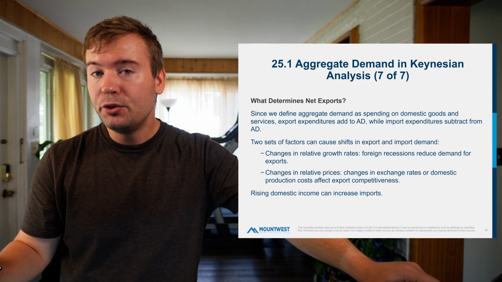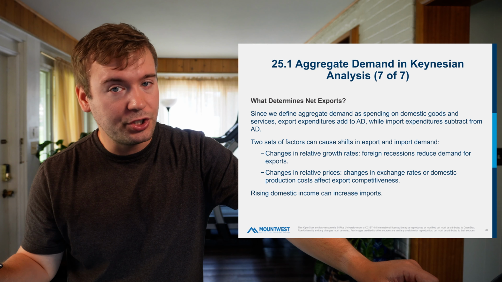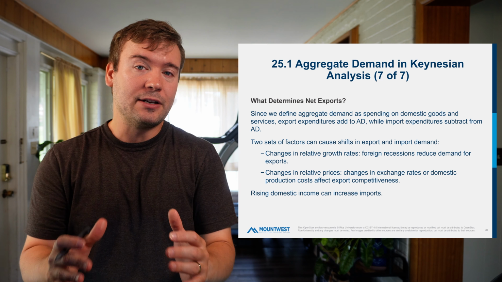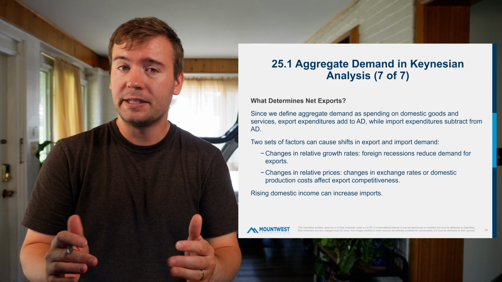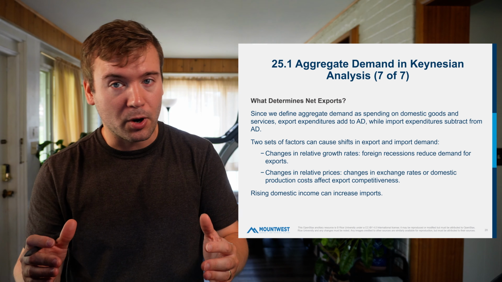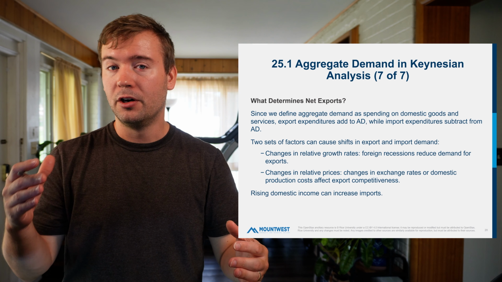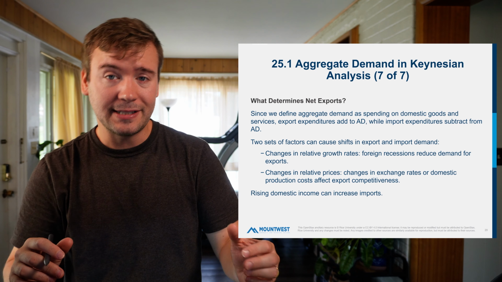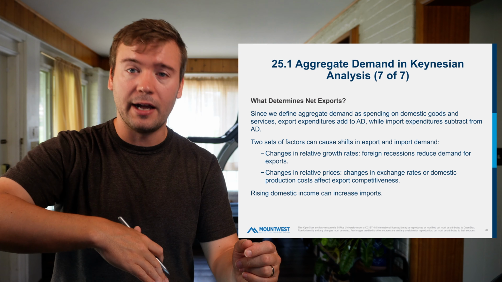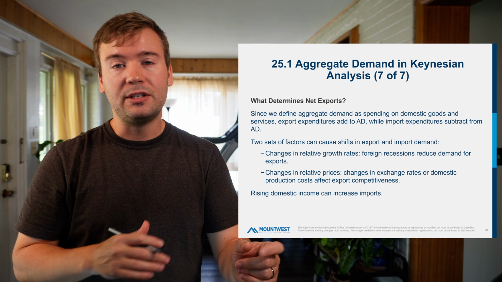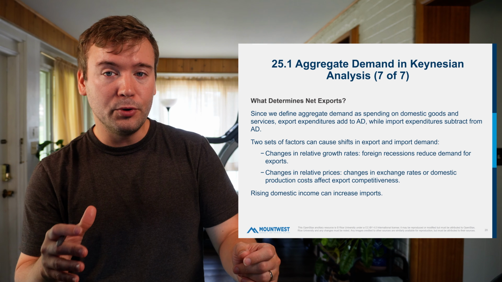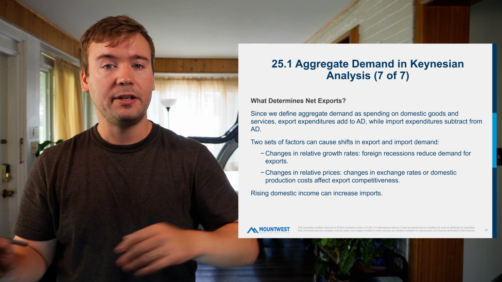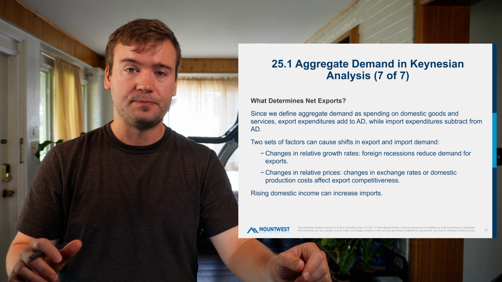There are two primary sets of factors that can cause shifts in export and import demand. First, changes in relative growth rates between countries play a big part. If key trading partners like Canada, Japan, or Germany experience a recession, their demand for US exports is likely going to decline. Conversely, if the domestic economy is booming with higher incomes, people are more likely to purchase more imports.